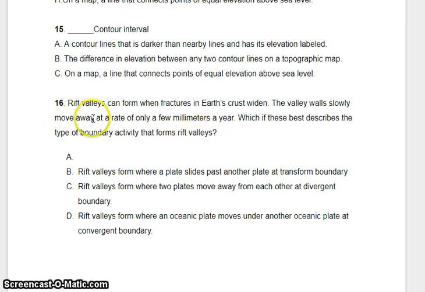So moving away. B, rift valleys form where plates slide past each other at a transform boundary. C, rift valleys form where two plates move away from each other at a divergent boundary. Or D, rift valleys form where an oceanic plate moves under another oceanic plate at a convergent boundary. Where do rift valleys form?